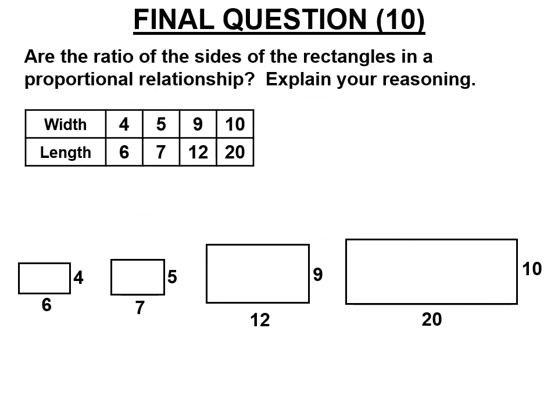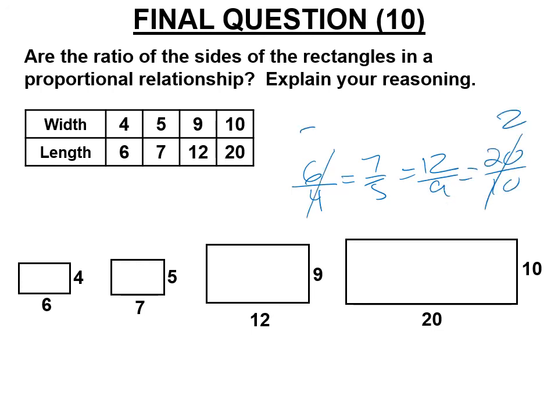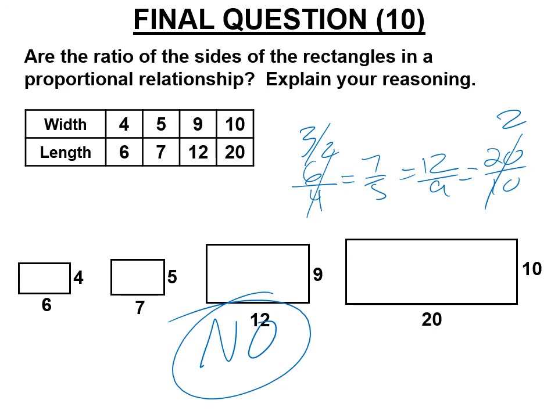All right, so we're going to do length. Now notice, when I first did this, I did short to long. But truthfully, now that it's in a table, you should do 6 to 4, 7 to 5, 12 to 9. Well, these are not proportional. That's 2. That's 3 halves. That's 7/5. This is not proportional. All right, once you have any that are not equal, it's not proportional.